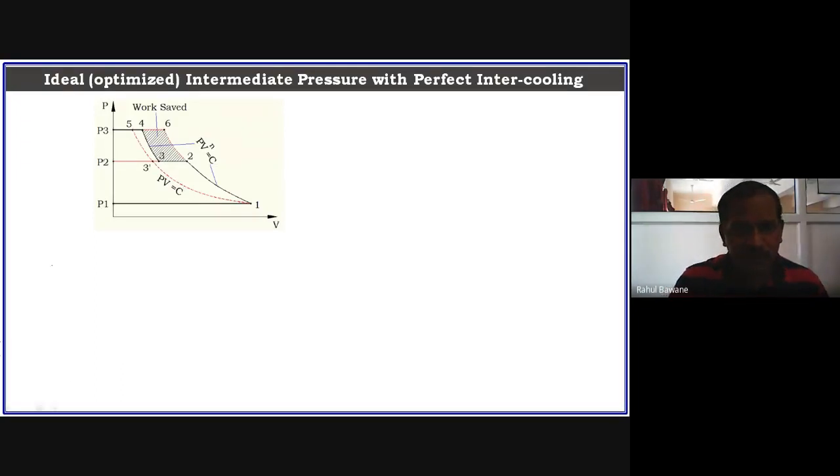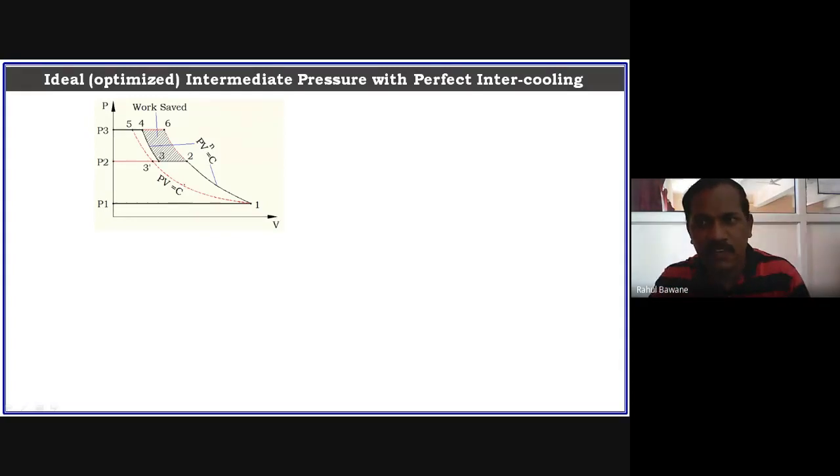So here this is not a perfect intercooling. After the intercooler we observe that between point 3 and point 3 dash there is a difference. That means it is not brought back to the initial temperature. If it were, it would follow the isothermal curve, but it is not brought back to the initial temperature. So there is a gap, so it is imperfect intercooling.